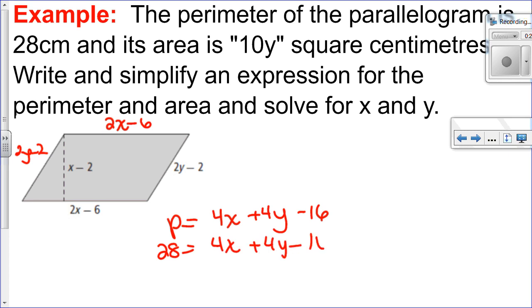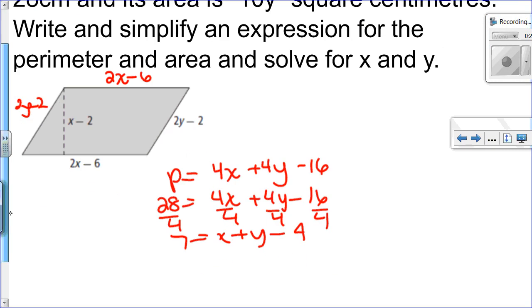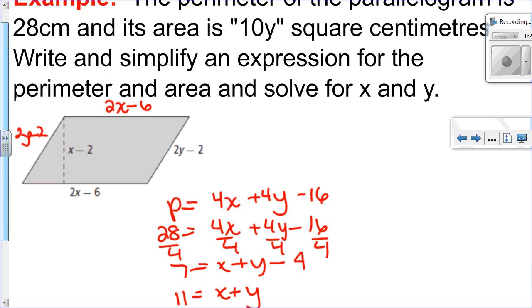Now let's make this equation a lot simpler by dividing everything by 4. So then I have 7 equals x plus y minus 4. And then I'm just going to add 4 to both sides. So there's one equation, x plus y equals 11. Second equation, my area is 10y.